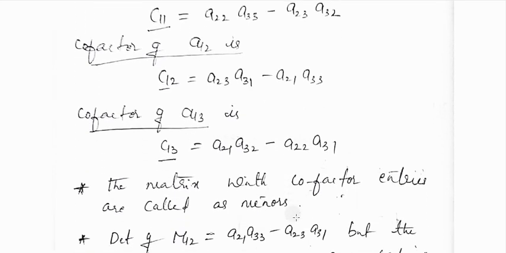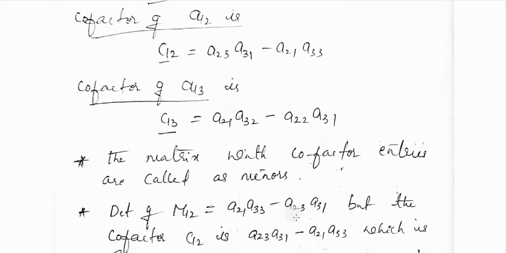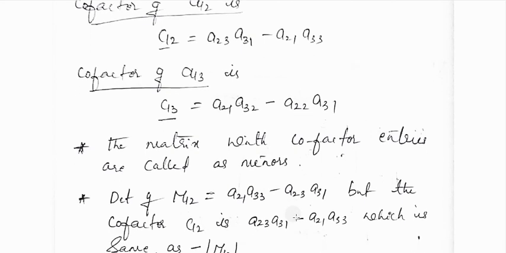So the matrix with the cofactor entry is called the minor. The cofactors are nothing but the determinants of minors. C12 is related to the determinant of the minor. The minors are represented by capital M. So for the second element of this first row, it is represented by M12, which is equal to A21 A33 minus A23 A31.